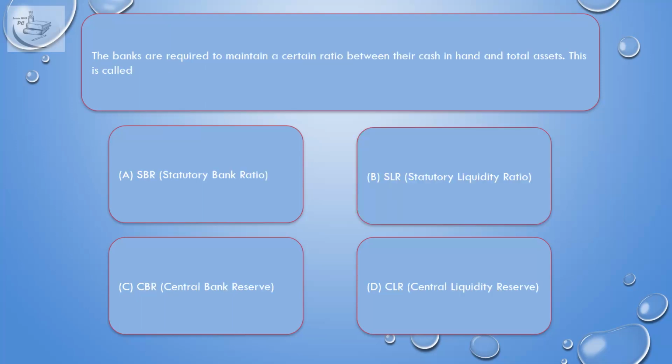Question. The banks are required to maintain a certain ratio between their cash in hand and total assets. This is called A. SBR, statutory bank ratio. B. SLR, statutory liquidity ratio. C. CBR, central bank reserve. D. CLR, central liquidity reserve. Correct answer is B. SLR, statutory liquidity ratio.